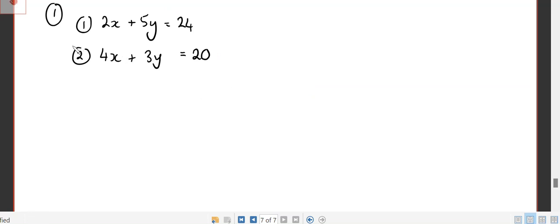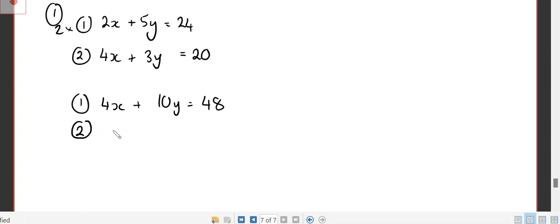Well, we wouldn't bother with the times by -1, we would just time the first one by 2. Why that? So you can get it correct. Yeah, because the new number 1 would become 4x plus 10y equals 48. People forget. Even if they do it to one, they forget the other one. Number 2 is still 4x plus 3y equals 20.